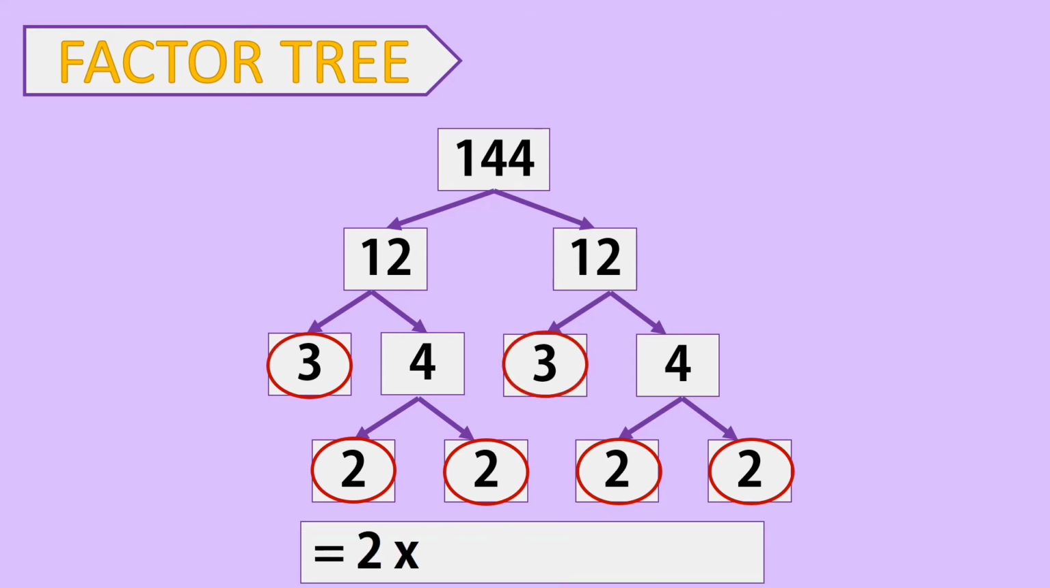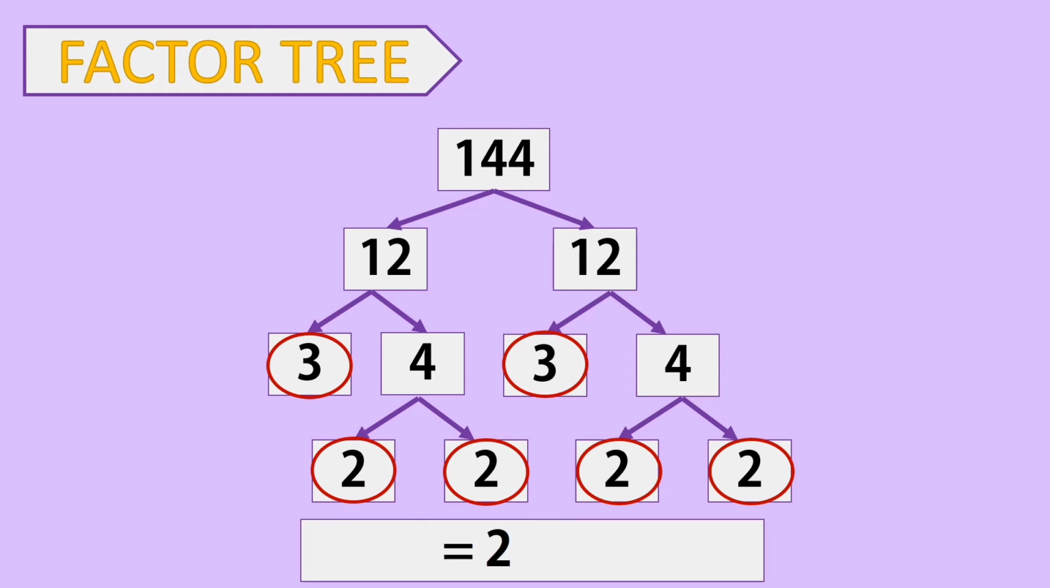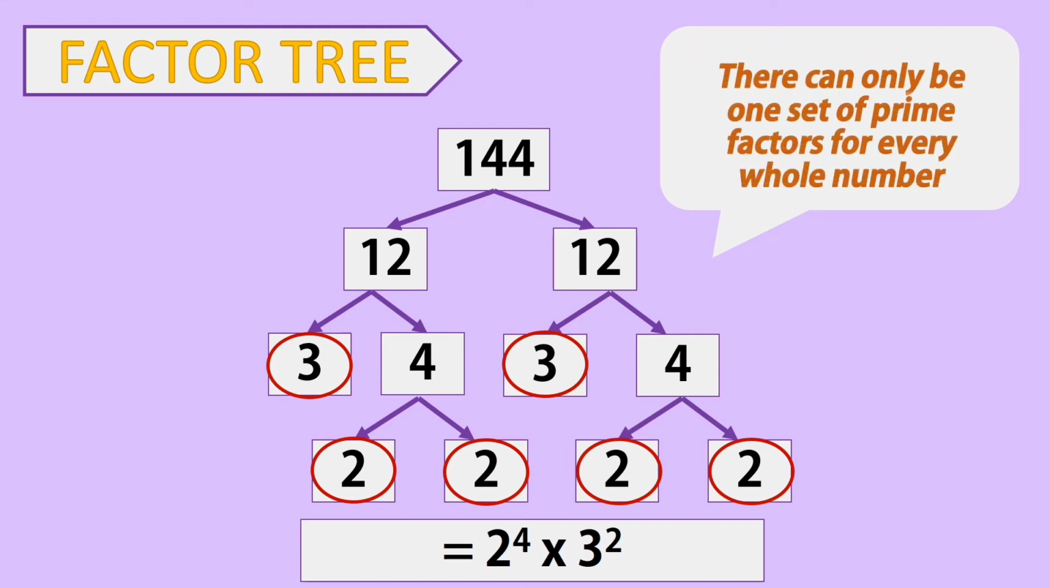So instead of writing it as 2 times 2 times 2 times 2 times 3 times 3, we can write it as 2 to the 4th power times 3 squared. So the prime factors of 144 is 2 to the 4th power times 3 squared. Remember that there can only be one set of prime factors for every whole number.